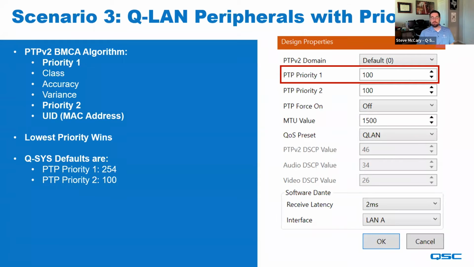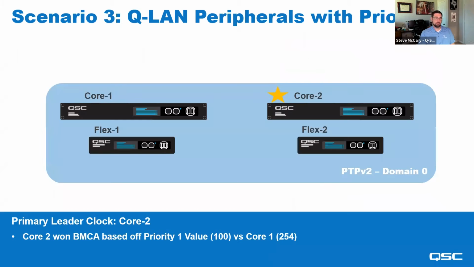Think of this like taking your number at the DPS office. Number 100 will get called before number 254. So that's how we make this our clock leader. So in this scenario, what we've done is we've taken core 2, we've changed its priority 1 value, and we've made it 100. Core 1 is still sitting at its default of 254. Therefore, core 2 becomes our clock leader.